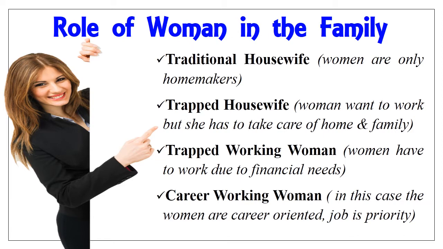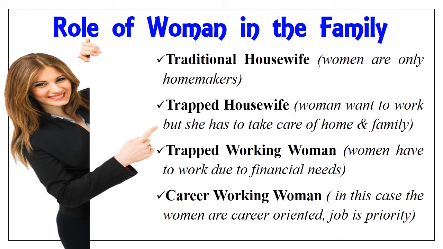The first is the traditional housewife, when the woman is a homemaker alone and takes care of her family. Then is the trapped housewife, where the woman wants to do a job but has to work in the home due to family circumstances. For example, when the woman has to take care of small children. Next is the trapped working woman. In this case, the condition is totally opposite to the above. Here, the woman wants to be a homemaker, but she has to do a job due to some kind of financial pressure.